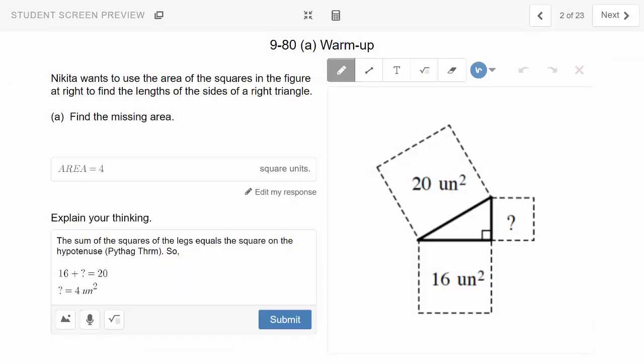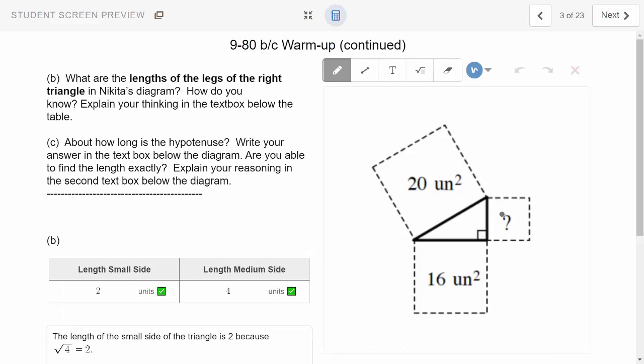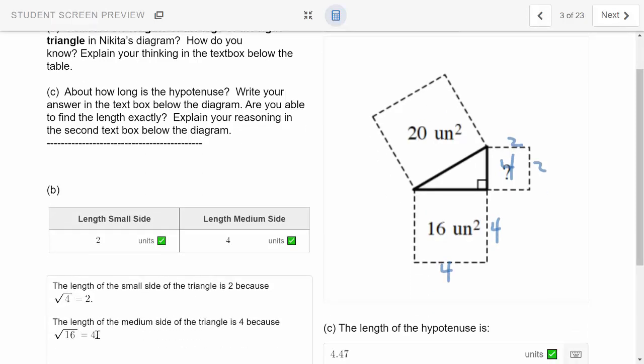All right, welcome back. I hope you did well on your quiz and the warm-up here. So this is 9.8.0A. I got an area of 4 square units for the missing question mark because 16 plus 4 would be 20, and the Pythagorean theorem says if you add the squares on the legs, you equal the square on the hypotenuse. On part B, I figured out that if this was 4, then this had to be a 2 by 2 square. And if this was 16, this was a 4 by 4 square. And I can say those because the square root of 4 is 2, the square root of 16 is 4.